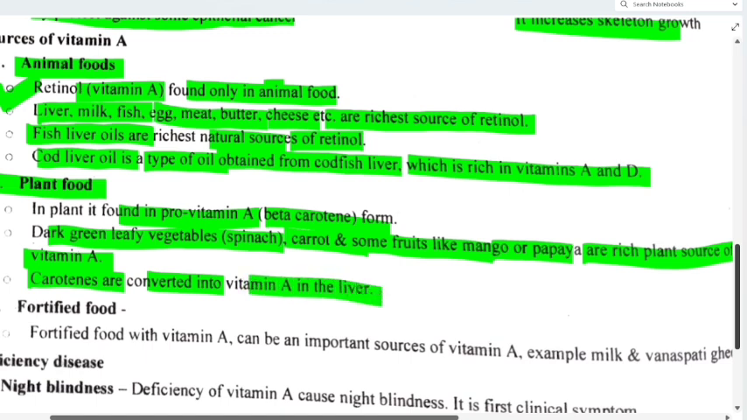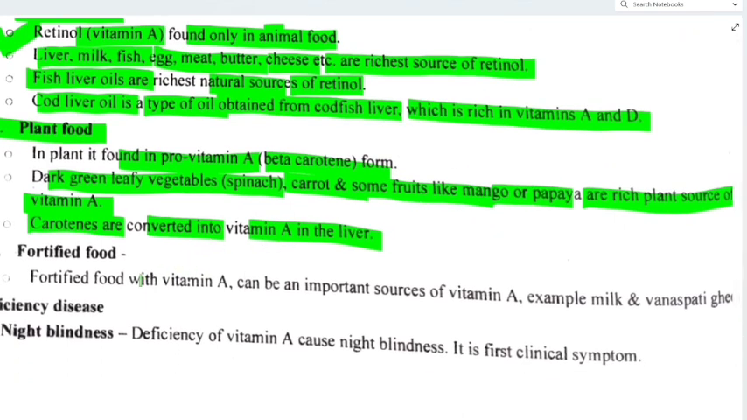Is it clear? So in plants we find it as provitamin A, that is called beta carotene. In dark vegetables like spinach, carrot, and some fruits like mango, papaya, these are the richest plant sources of vitamin A. Carotenes are converted into vitamin A in the liver. Now fortified food.